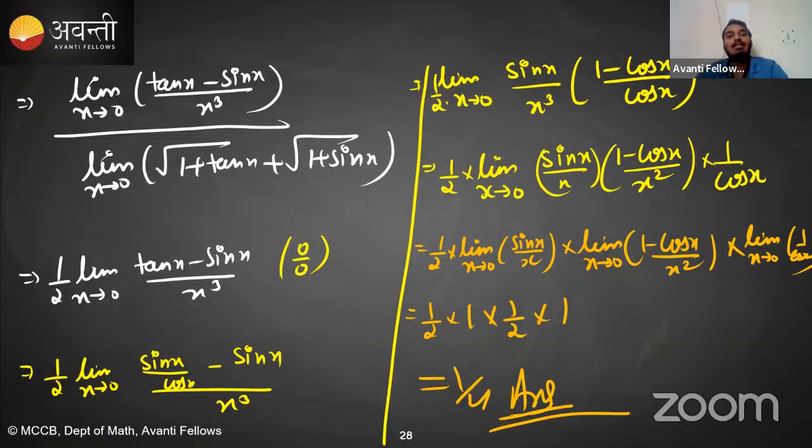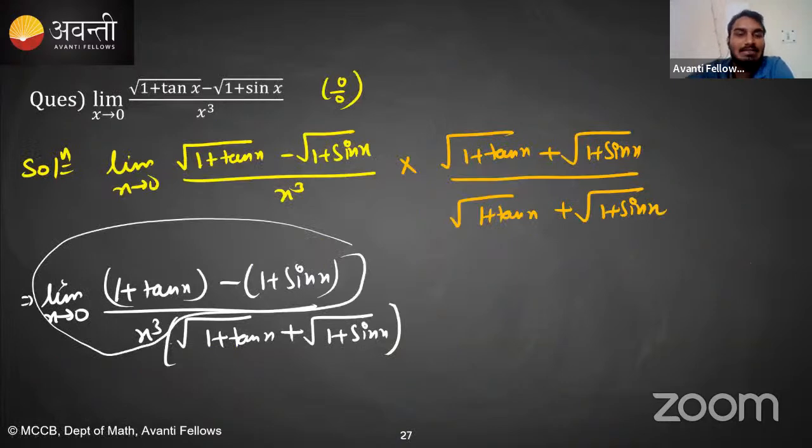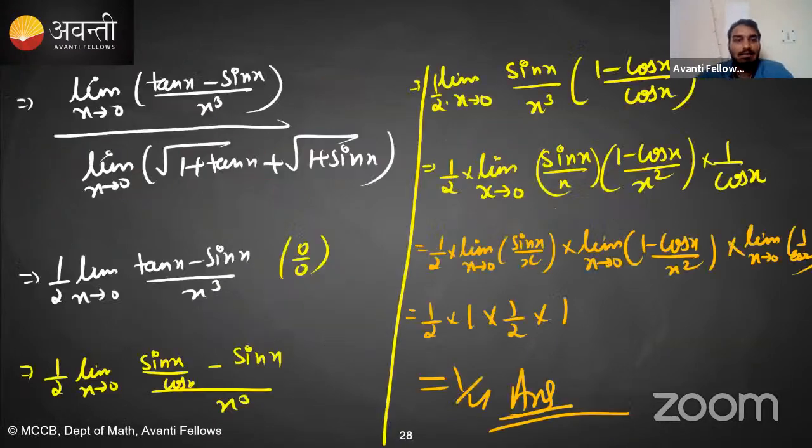Clear everyone? JNV Balari, JNV Chitra Durga, everyone please quickly reply in the chat box. Is this clear or not? We have just rationalized it, and then again it was 0 by 0 form. Then convert the tan into sine cos, and then directly we can see that the limit of sin x upon x and the limit of 1 minus cos x upon x square, that also we know. Then separate it, find the individual limits and get the answer. Is this clear? Do you have any doubt? Please let me know if you have any doubt.